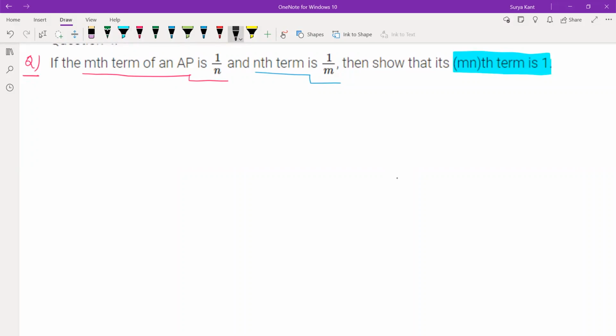Extra questions based on AP. Yes. So mth term means am is given, that is 1 by n, and nth term an is given 1 by m. We have to prove that the mnth term is equal to 1. Okay. So how to prove?